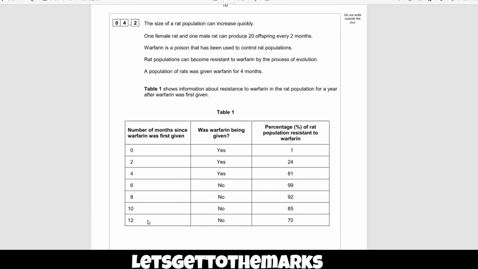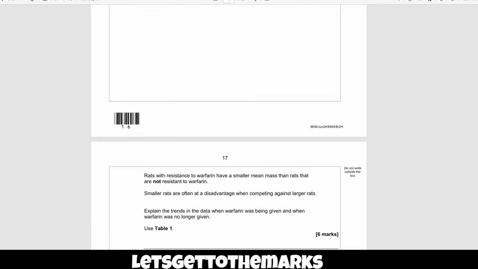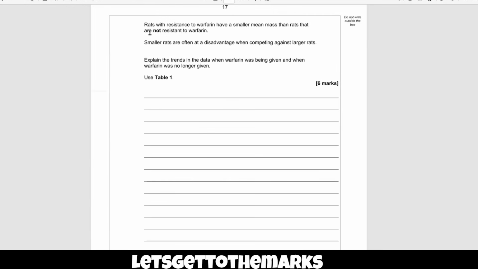And then we can see they haven't been given warfarin for ages. And what is happening? You take away that selection pressure and the percentage of the rats resistant is slowly going down. It's no longer a benefit and no longer makes you more likely to survive. Rats with resistance to warfarin have a smaller mean mass than rats that are not resistant to warfarin. Smaller rats are often at a disadvantage when competing against larger rats.